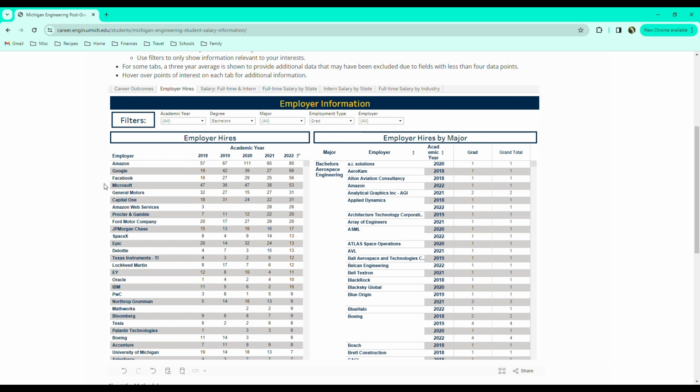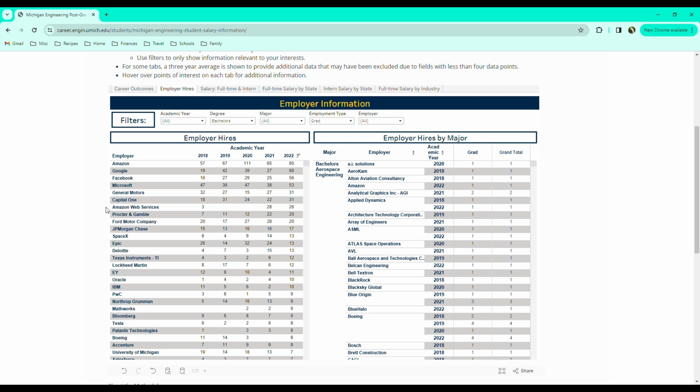Okay, and then their employer hires. So this is where some of the numbers go wonky in 2020. But if you look at the employers that hire from University of Michigan, it's a lot of known names, Amazon, Google, Facebook, Microsoft being those top ones. Amazon is listed several times here under different names. They definitely combine to be the largest employer of graduates from this school.